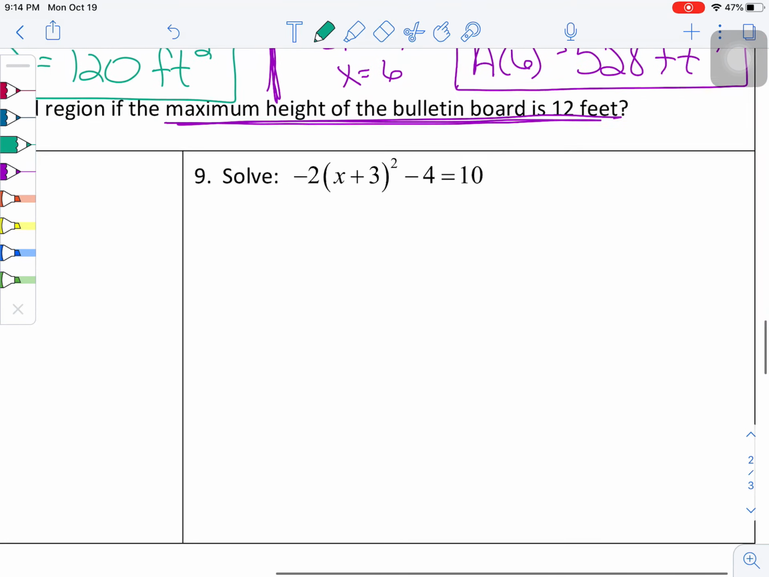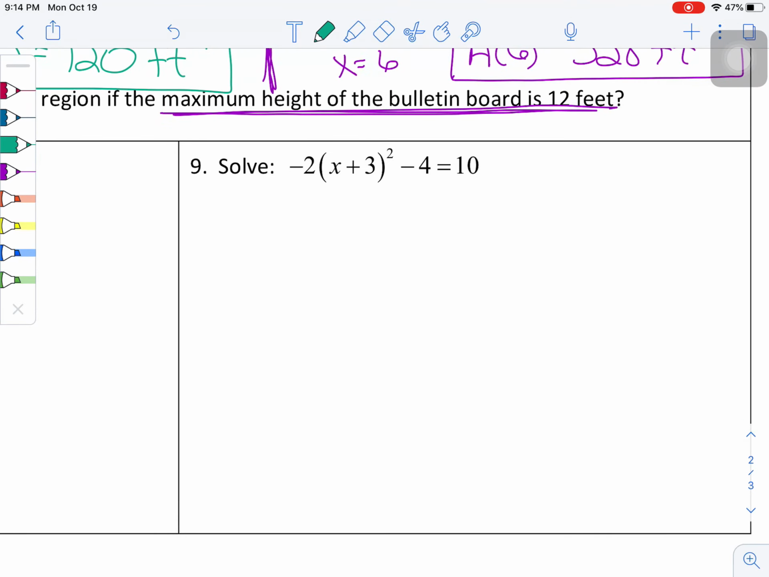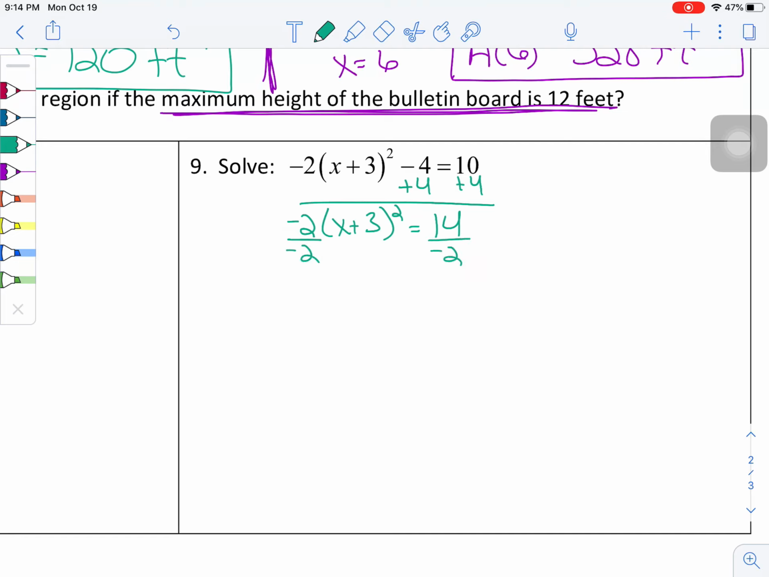All right, so let's move on to problem number 9 here. I am absolutely not going to convert this to standard form. I am going to solve this as it is. So what I want to do is start peeling away these extra pieces of information attached to this parentheses set. So I'm going to add 4 to both sides. So -2 times (x plus 3) squared is equal to 14. I'm going to divide both sides by -2. So (x plus 3) squared is equal to -7. I'm going to take the square root of both sides.